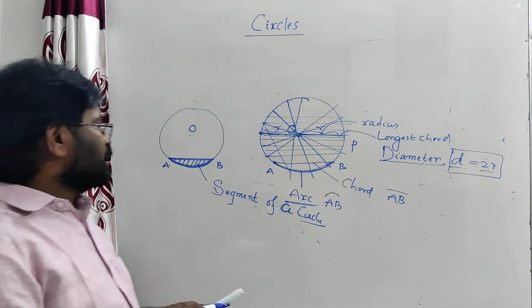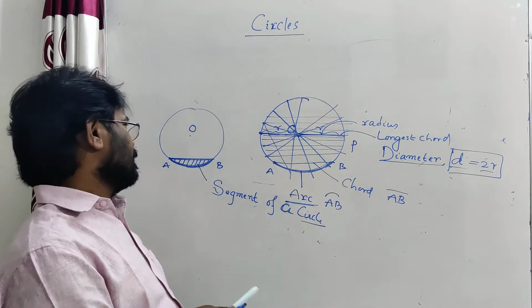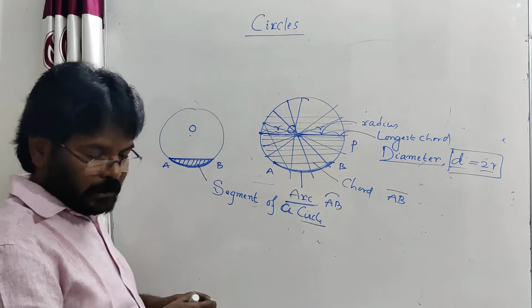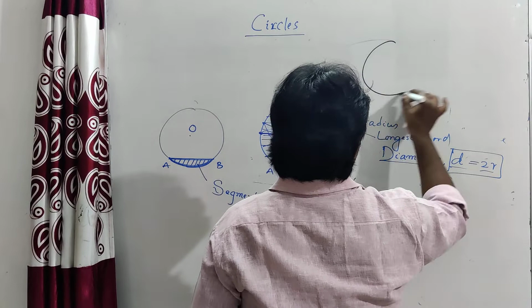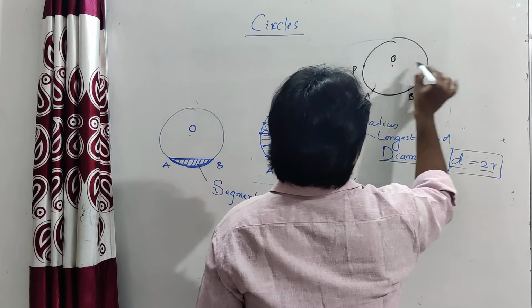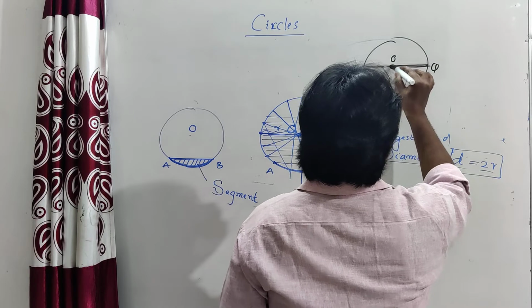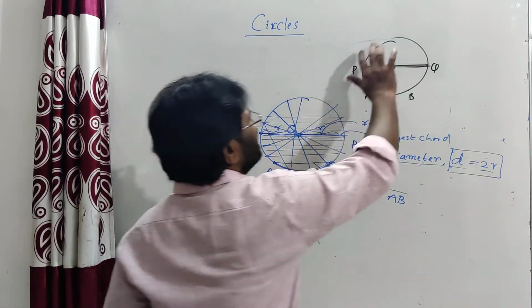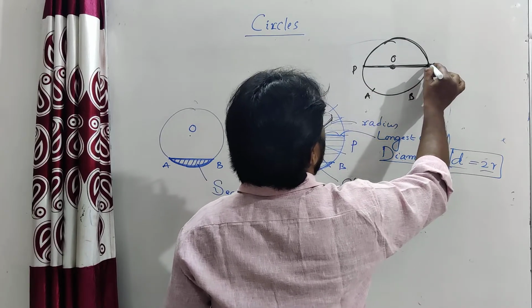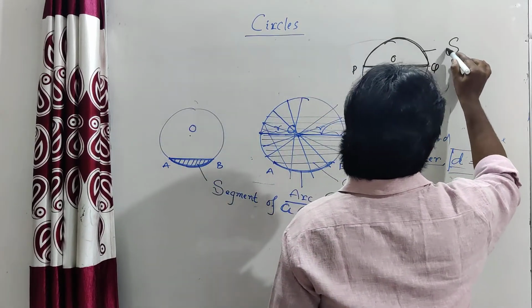Able to understand? Segment means the region bounded by chord and arc of a circle. It is the segment. Now observe that. Again we will discuss. See, this is a circle. This is AB. PQ is a diameter. Diameter divides the circumference of a circle into 2 equal parts. This is one part and this is one part. Both are equal. These are known as semicircle.